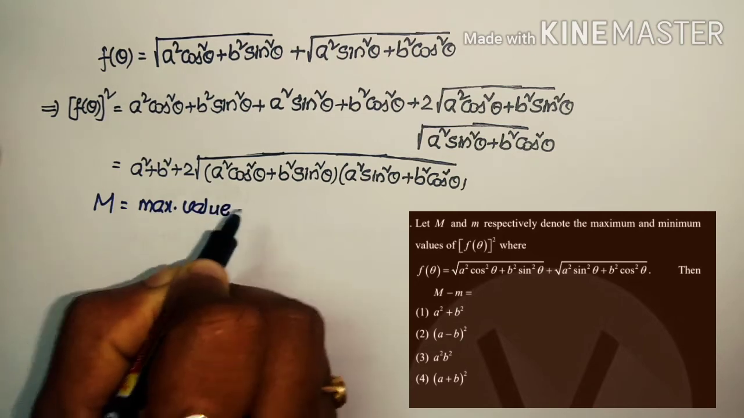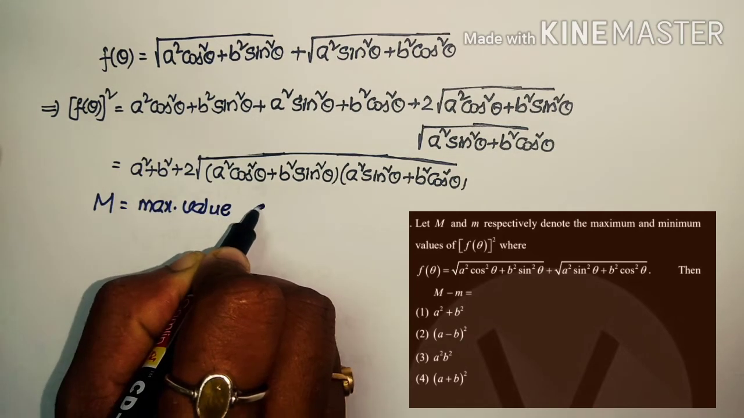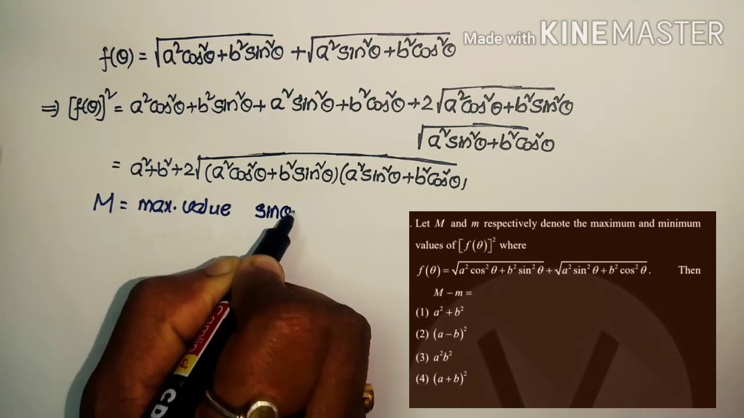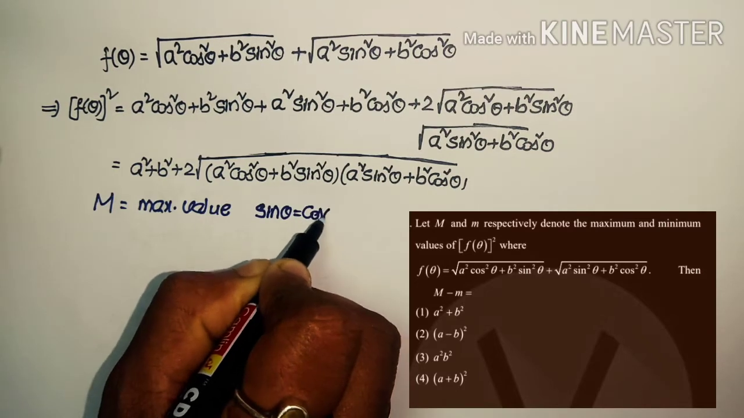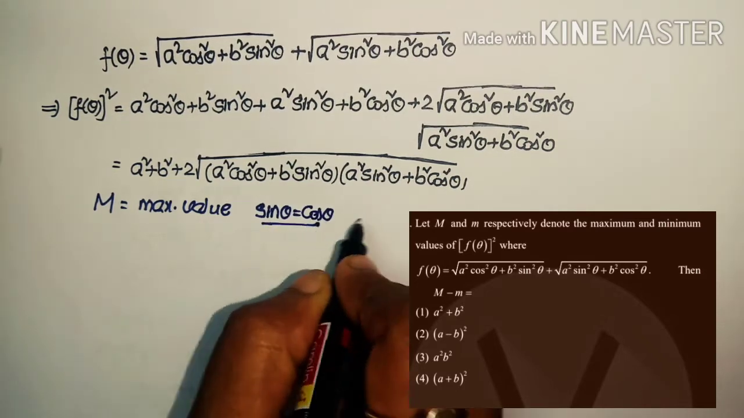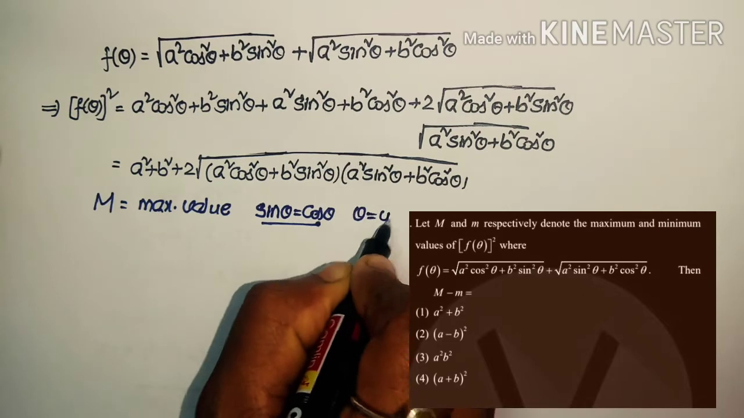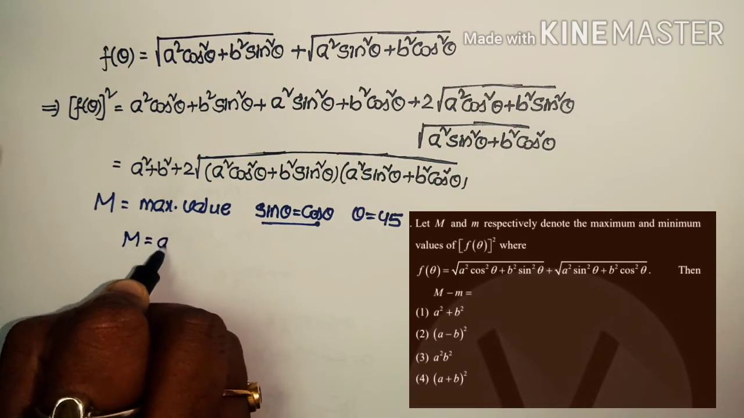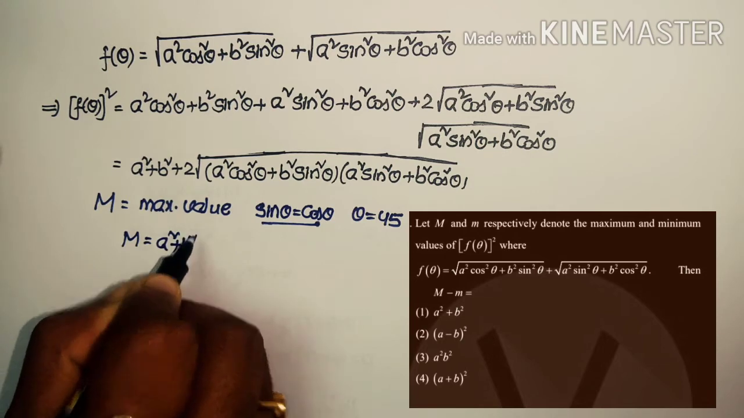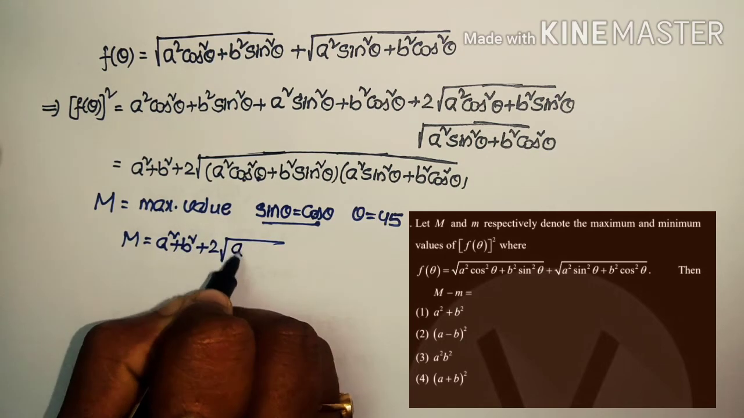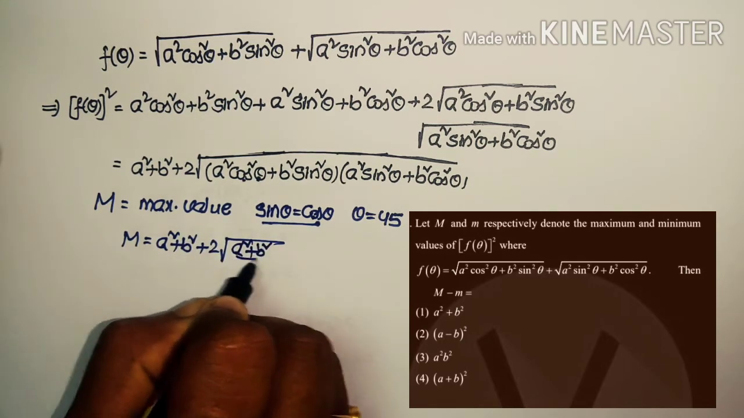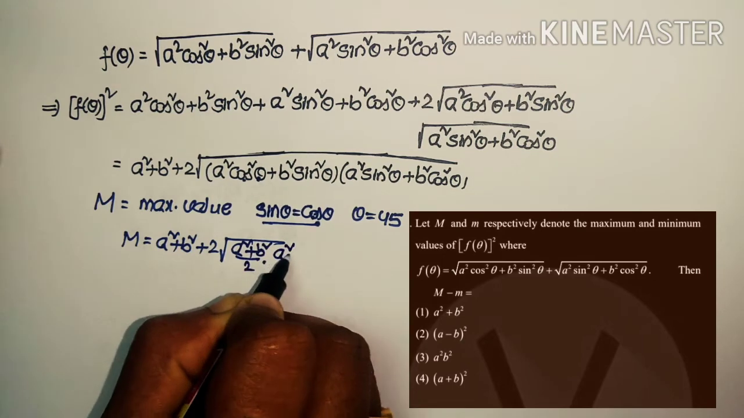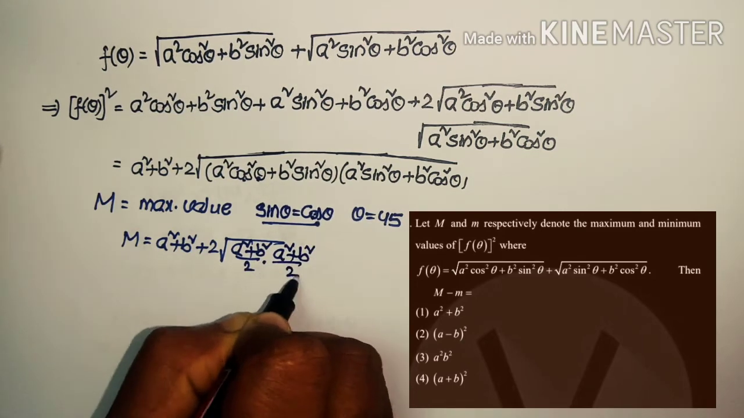So for the maximum value, we take sin theta equal to cos theta, which means theta is equal to 45 degrees. Therefore capital M is equal to a square plus b square plus 2 into square root of this, which becomes a square plus b square by 2 into a square plus b square by 2.